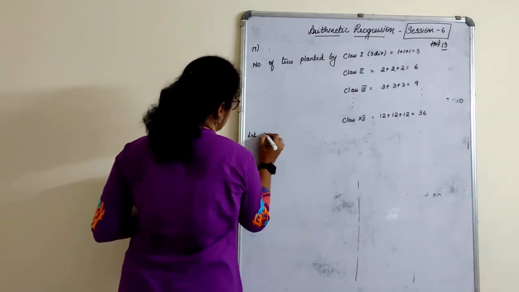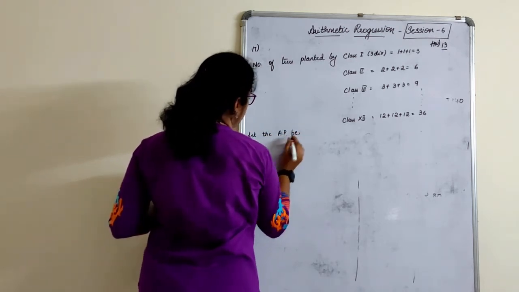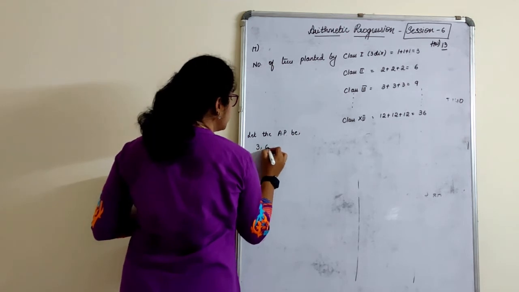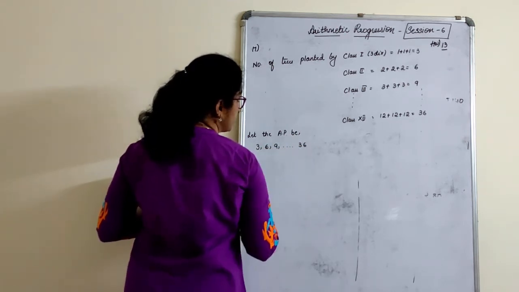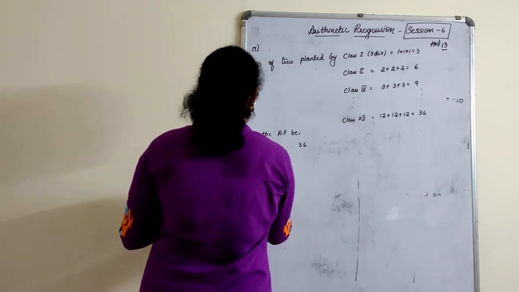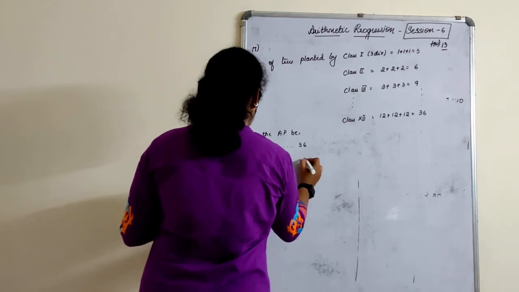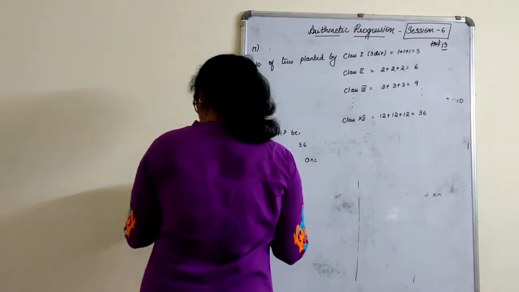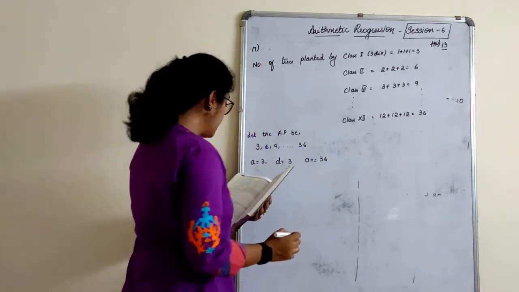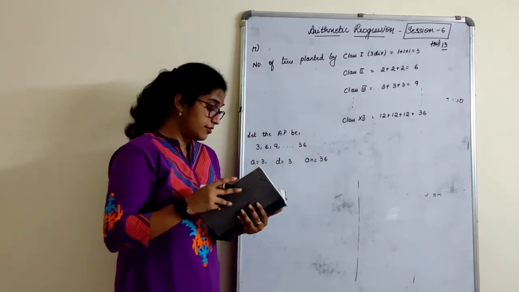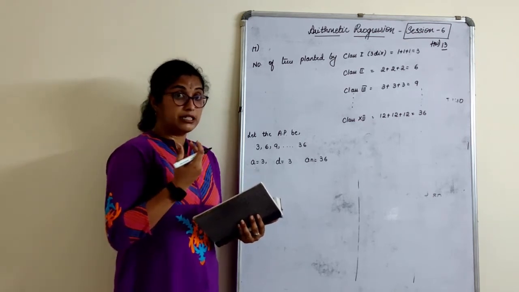Let the AP be 3, 6, 9 up to 36. So what is the first term here? First term is 3. Common difference is 3. AN is equal to 36. Anything else? Is n given? No, n is not given, right? They have not mentioned how many terms there are.